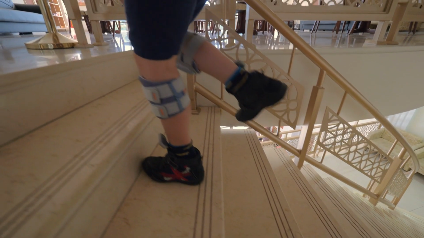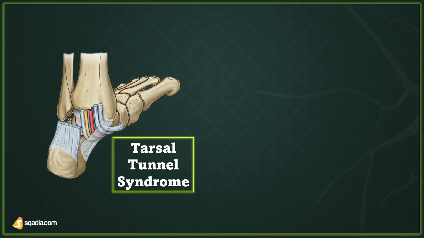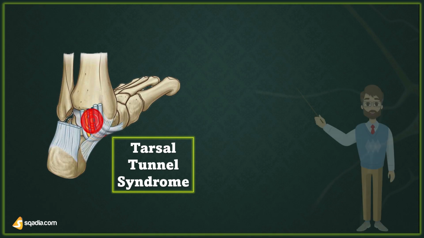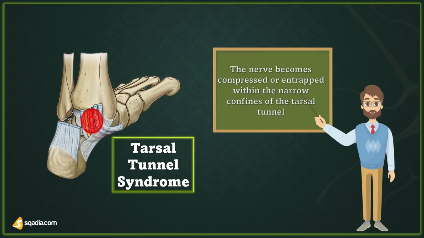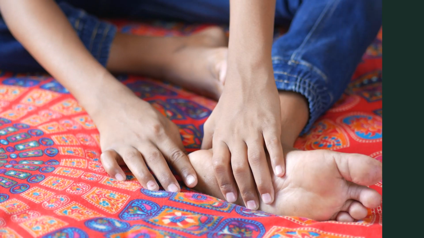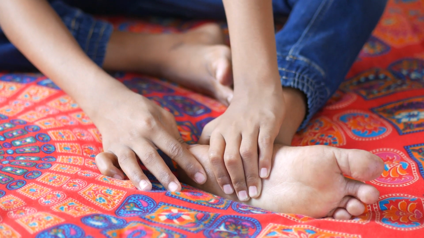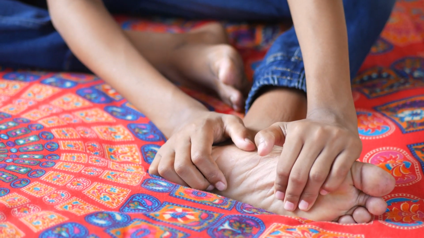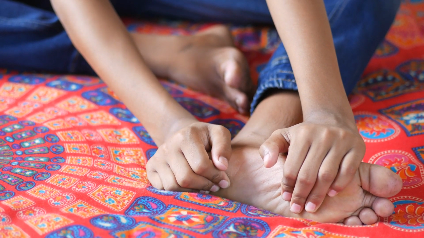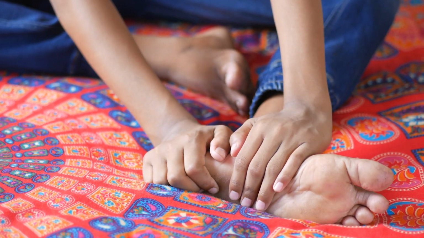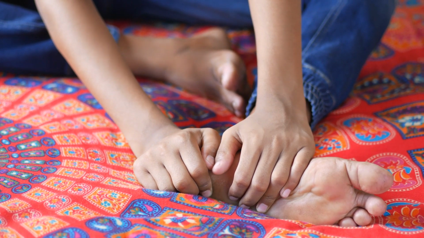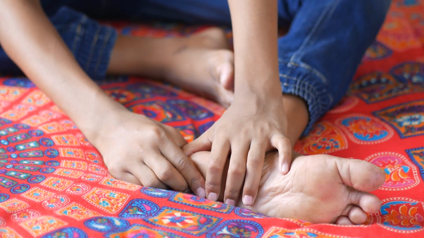The tibial nerve can also get entrapped and result in tarsal tunnel syndrome. This condition is like a secret prison for the nerve, where it becomes compressed or entrapped within the narrow confines of the tarsal tunnel, snugly tucked inside the ankle. The consequences can be quite uncomfortable, with pain, numbness, tingling, or even a burning sensation spreading along the sole of the foot and dancing its way to the toes. Those were just some common conditions associated with the tibial nerve.